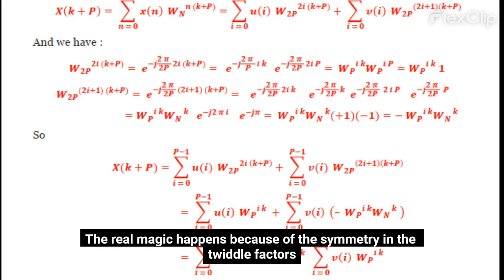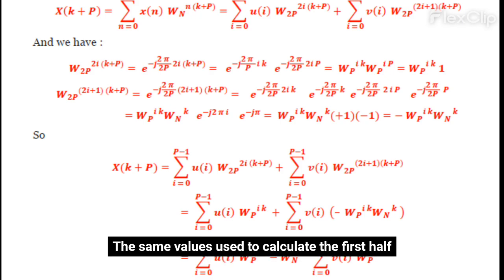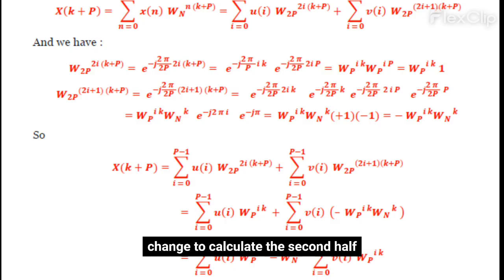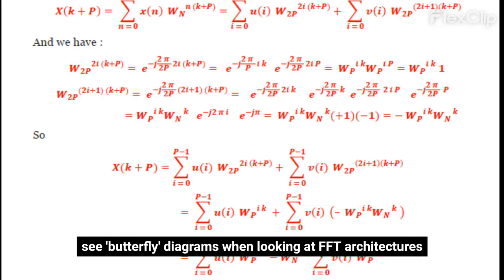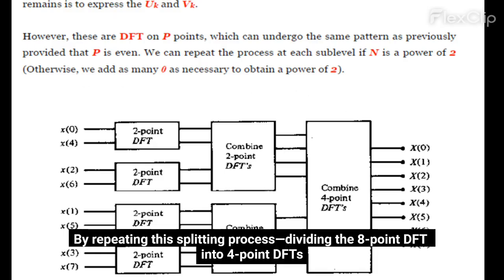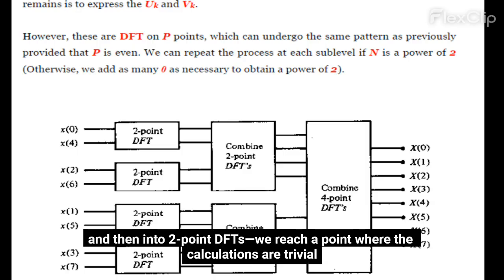The real magic happens because of the symmetry in the twiddle factors. The same values used to calculate the first half of the spectrum can be reused with a simple sign change to calculate the second half. This plus or minus relationship is why we often see butterfly diagrams when looking at FFT architectures. By repeating this splitting process, dividing the 8-point DFT into 4-point DFTs, and then into 2-point DFTs, we reach a point where the calculations are trivial.